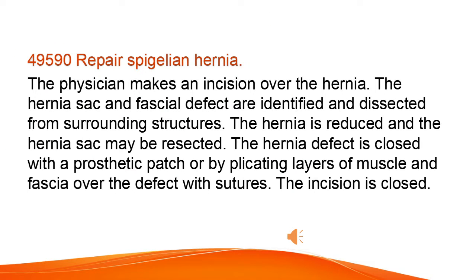Repair Spigelian hernia. The physician makes an incision over the hernia. The hernia sac and fascial defect are identified and dissected from surrounding structures. The hernia is reduced and the hernia sac may be resected. The hernia defect is closed with a prosthetic patch or by plicating layers of muscle and fascia over the defect with sutures. The incision is closed.